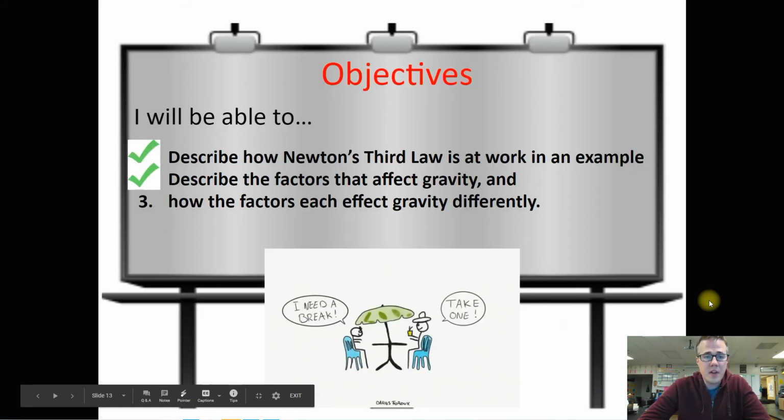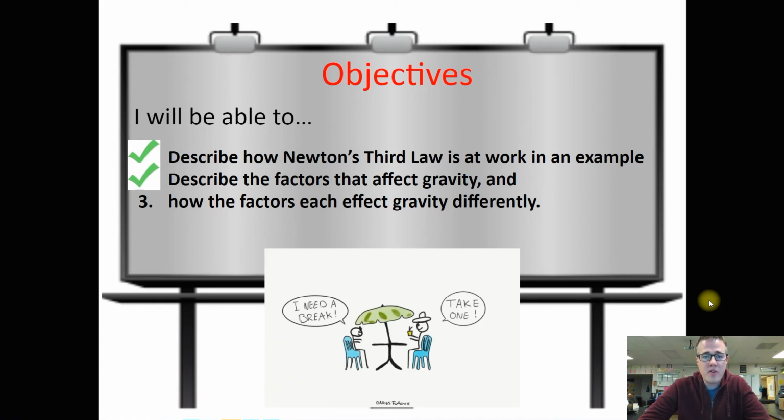For our objectives, we've done the describing parts. We've taken our notes and we've taken care of the first 2 objectives. We've described how Newton's third law is at work in an example, and we've described the factors that affect gravity. This is a good midpoint for you to go and take a short break if you need one before we jump into the third objective, which is talking about how those 2 factors affect gravity differently. Pause the video and go take a break.